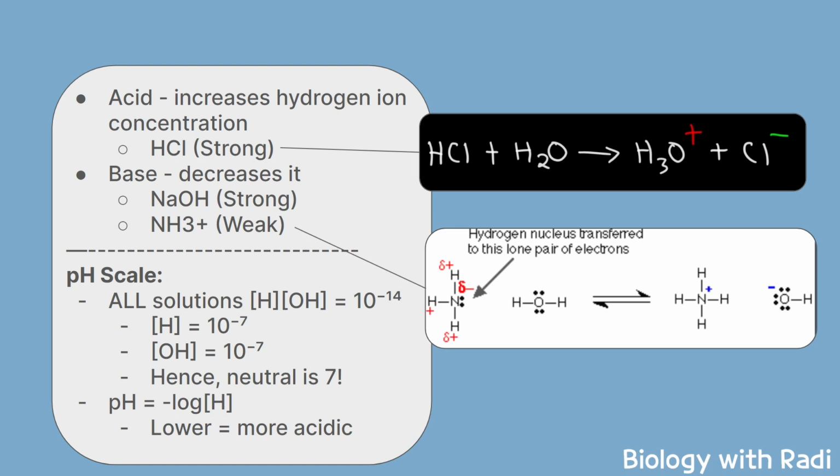This is because in any solution, the product of the molarities of hydrogen ions and hydroxide ions always equals the same number, which is 10 to the negative 14th power. This means each component should equal 10 to the negative 7th power when in equal proportions, hence making the neutral pH level 7. pH is the negative base 10 log of the molarity of hydrogen ions, which means that the lower the pH, the more hydrogen ions and hence more acidic. For future reference, whenever you see a lowercase p at the front of something, you can assume that it means the negative log of said quantity.